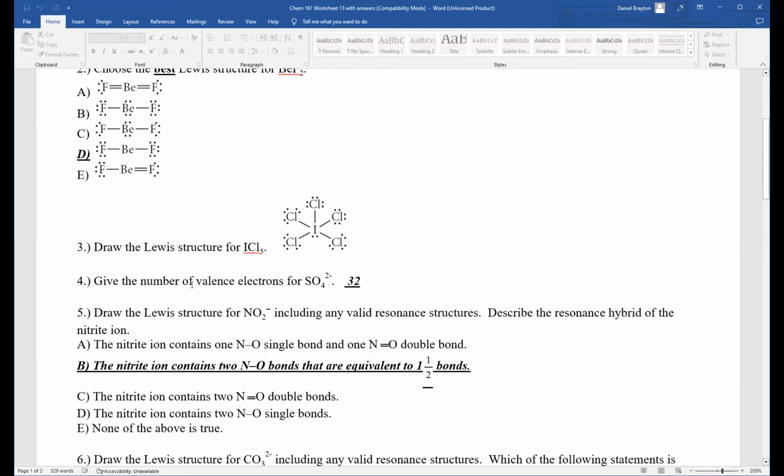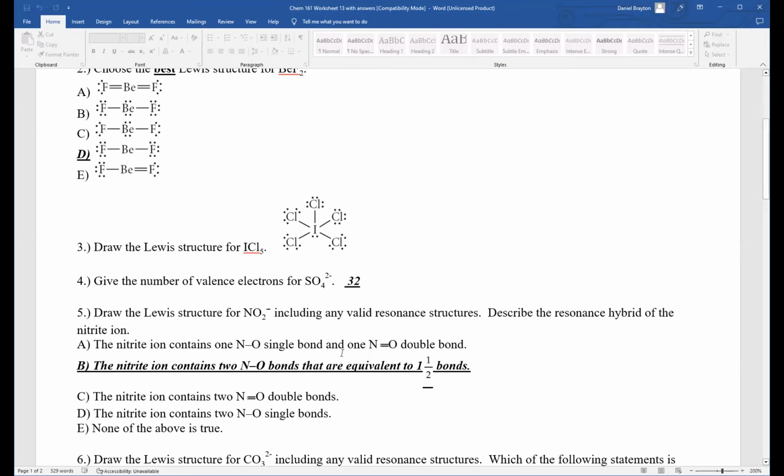Given the number of valence electrons for SO4 2 minus, sulfur has 6 and oxygen 6 as well, and you've got 5 of them. So 5 times 6 is 30, and then the -2 charge means just add 2 electrons, so 32.